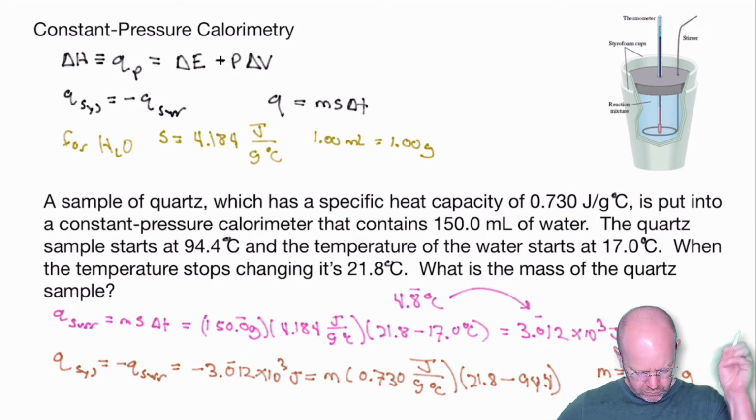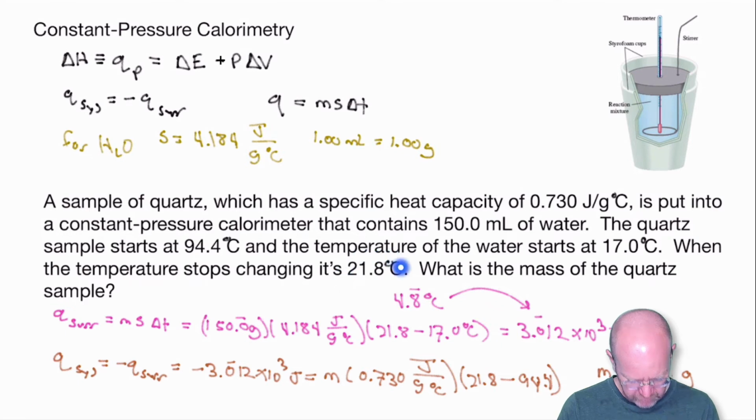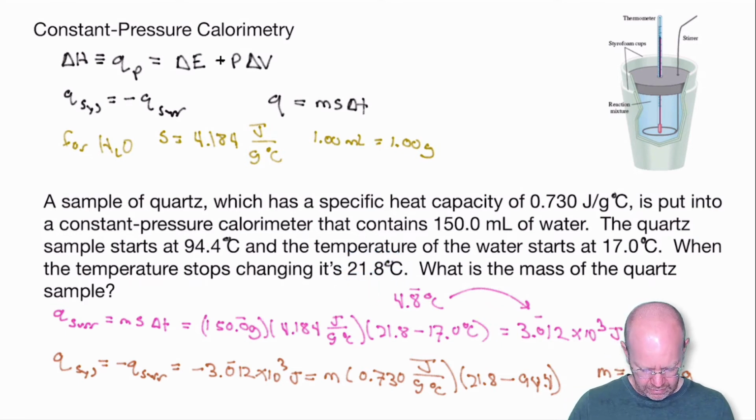So when you put the quartz in there, the quartz is hot, evidently, right? It's 94.4 degrees. It's going to start warming up the water, and itself is going to cool down. And when the temperature stops changing for both the water and the quartz, they both end up at 21.8 degrees Celsius. So the question is, what's the mass of the quartz? We can look right up here at the equation to figure out where we're going to relate all this information to mass. Somehow we're going to need to talk about this q equals m s delta T, and specifically we need to relate that to the quartz, and we're given a specific heat capacity for the quartz.